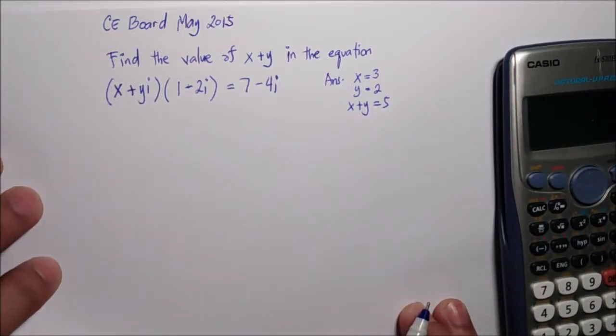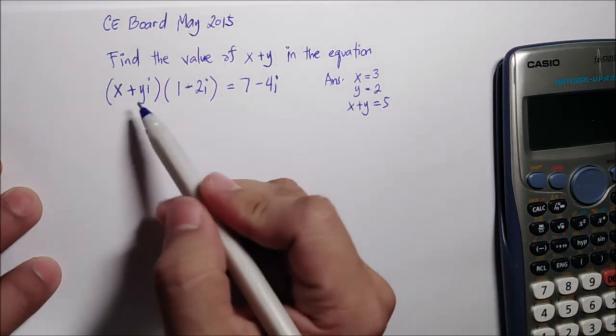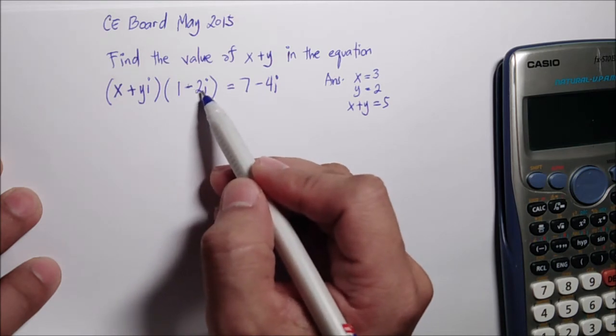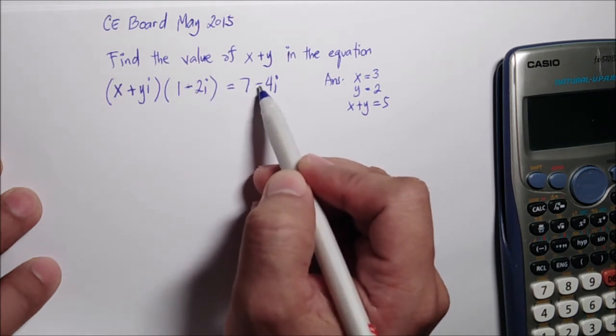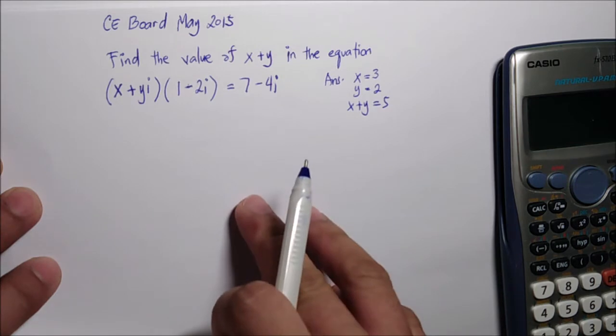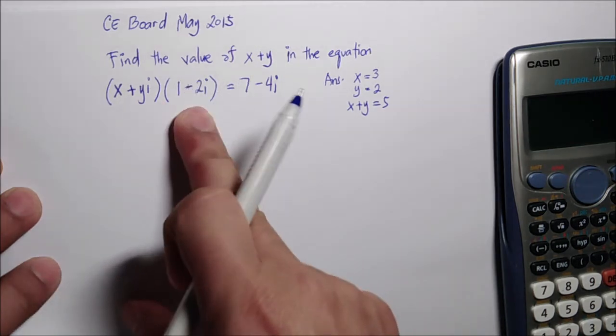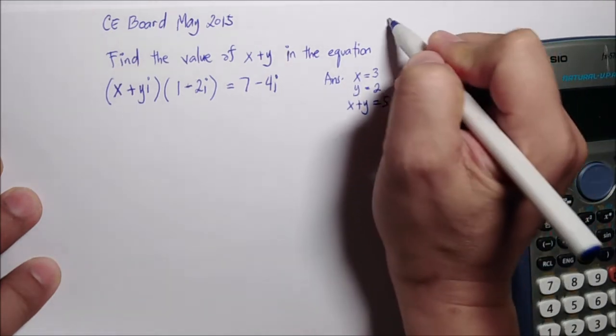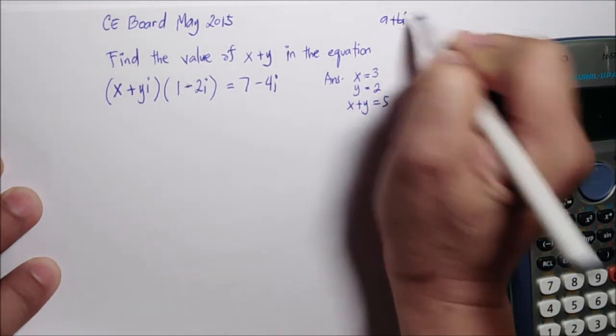We have an example of a problem involving complex numbers. CE Board May 2015. Find the value of x plus y in the equation (x plus yi) multiplied by (1 minus 2i) is equal to 7 minus 4i. Okay, so these are two complex numbers in the form of a plus bi.